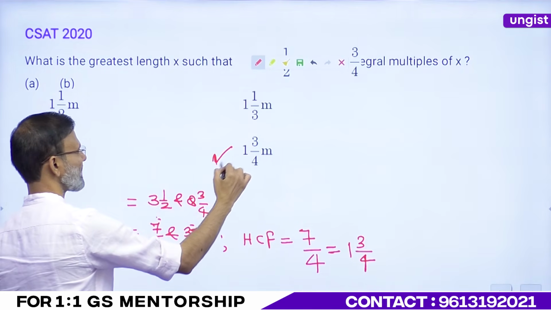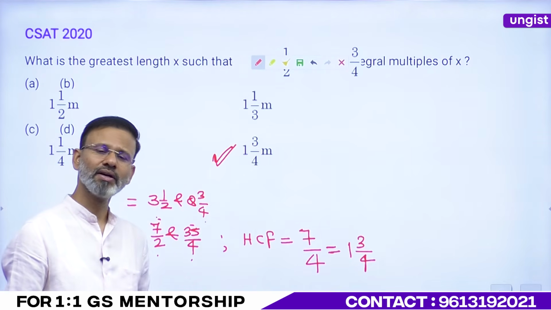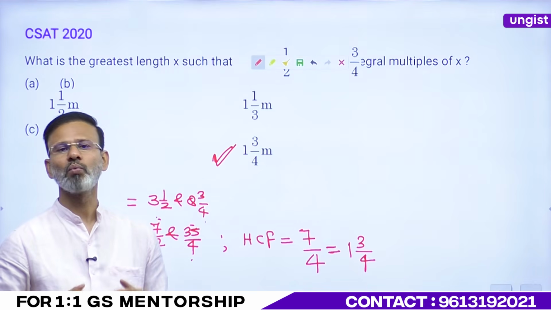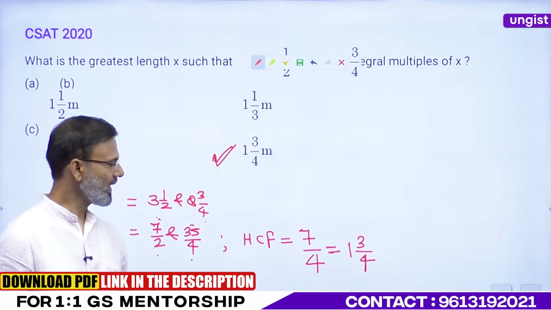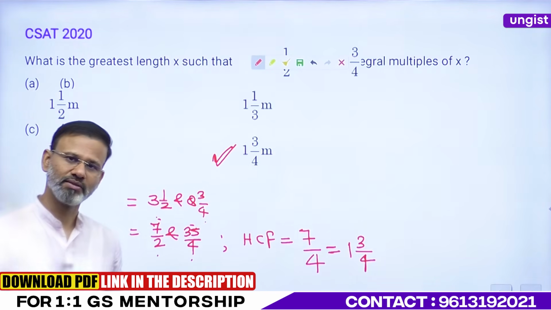Which option is the correct choice? The fourth option is the correct choice, 1 3/4 meter, right? This is a simple question, but guys, yes, you should be able to understand what has been asked in this question, what is to be done in this question. Else the question is very simple. Okay, let's move to the next question.